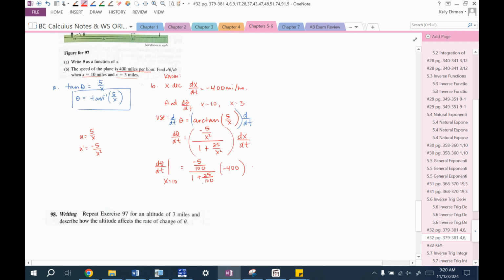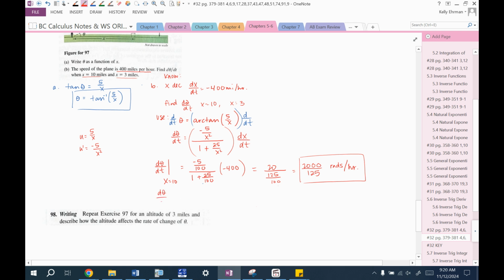Anyway, so what does this come out to be? So negative 400 times negative 5 over 100 is positive 5 times 4, so positive 20. Over, what's this down here? 125, 100 over 100 plus 25 over 100. So multiply that around. 20 times 100 is 2,000 over 125. Now, what's the label on that? It's d theta dt. So that's got to be radians per hour. We're increasing at that many radians per hour. You could get a decimal approximation for that if you want.